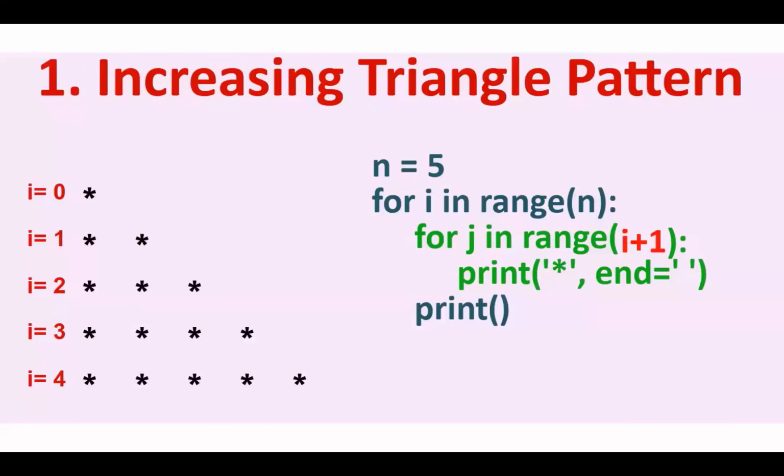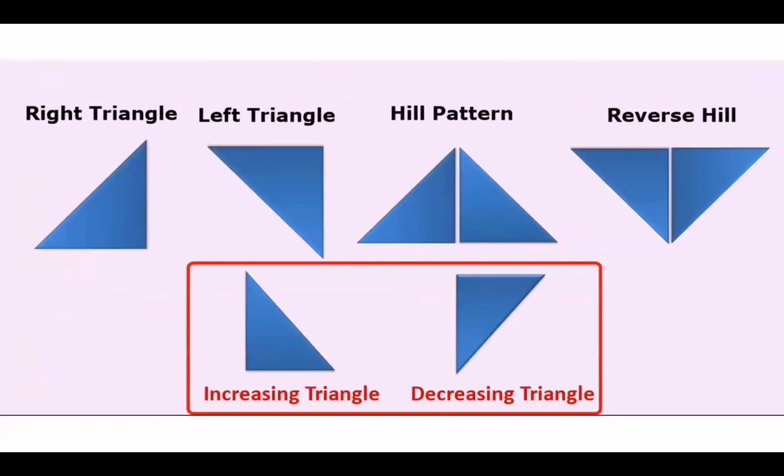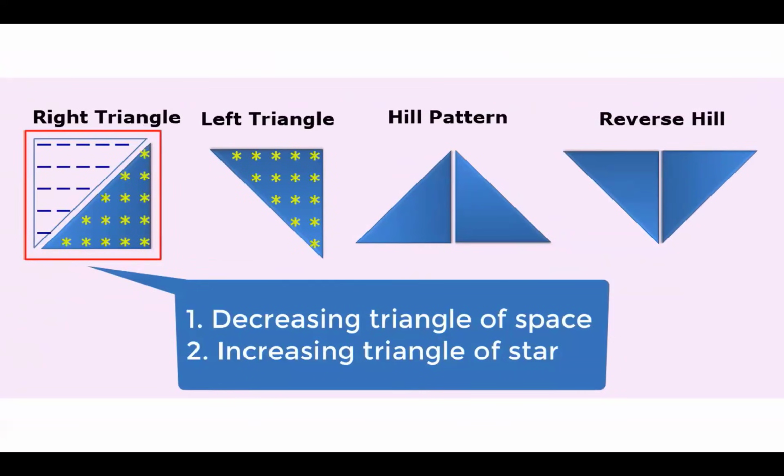So understood. Increasing triangle and reverse triangle, both are known as increasing and decreasing triangle. Okay. Now let's see the right triangle. The right triangle is actually made up of two triangles, in which the first triangle is fully space, and the second triangle is the stars. So five spaces, then a star, four spaces, then a star, three, two, one, like this. Okay, let's understand this one.